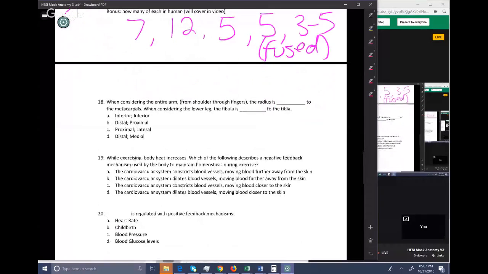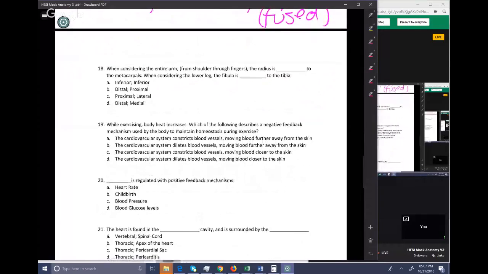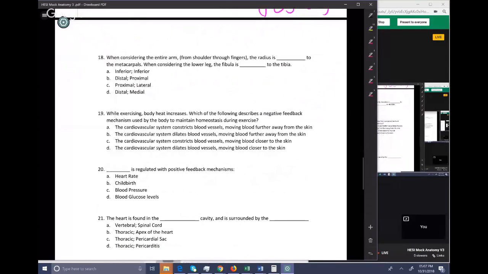18, when considering the entire arm. So I was really specific there so that you can't get your terms mixed up. The radius is what to the metacarpals. When considering the lower leg, the fibula is what to the tibia. So we have 2 different contexts. This is Anatomy 5 as well.